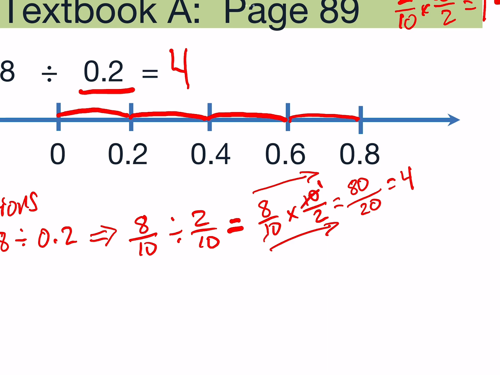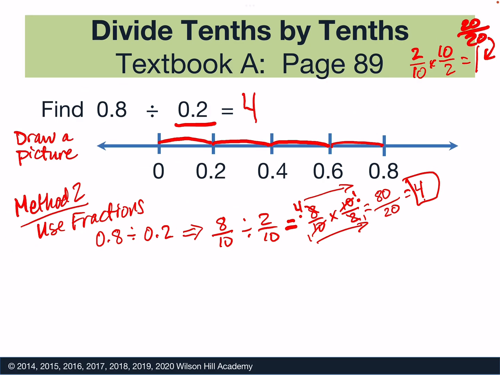10 goes into itself once, and I simplify across. And then I do the same thing over here. 2 goes into itself once, and it goes into 8 4 times. And so then I can say 4 times 1 is 4, and 1 times 1 is 1. So my answer is 4, as I saw before. All right. Now, there's also a method 3.